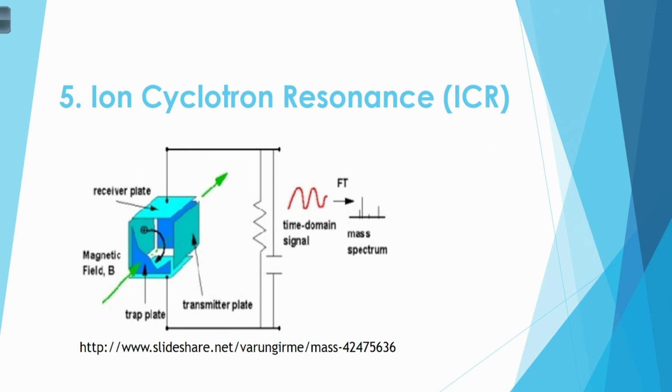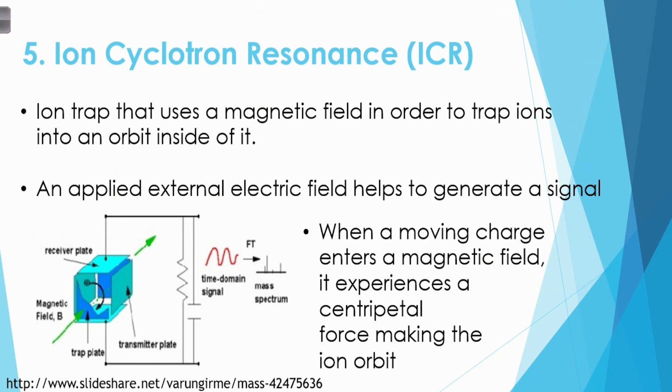The fifth mass analyzer is ion cyclotron resonance. ICR is an ion trap that uses a magnetic field in order to trap ions into an orbit inside of it. In this analyzer, there is no separation that occurs. Rather, all the ions of a particular range are trapped inside, and an applied external electric field helps to generate a signal. When a moving charge enters a magnetic field, it experiences a centripetal force, making the ion orbit.